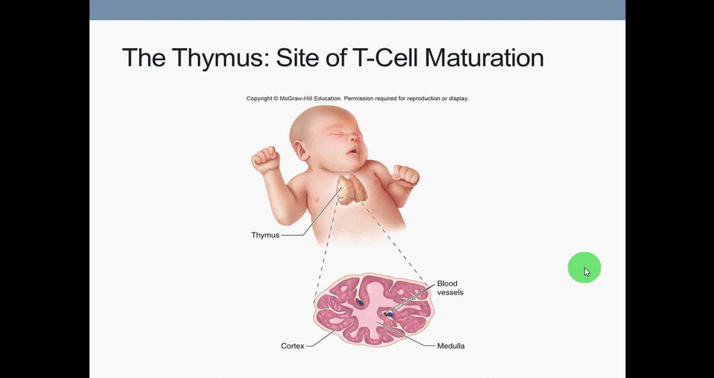So you can see this picture of a baby. Again, this is largest in proportion to the rest of your body. You find it around the lungs, and it continues to grow through puberty, but then it starts to level off. This is the site where your T cells are going to be produced.